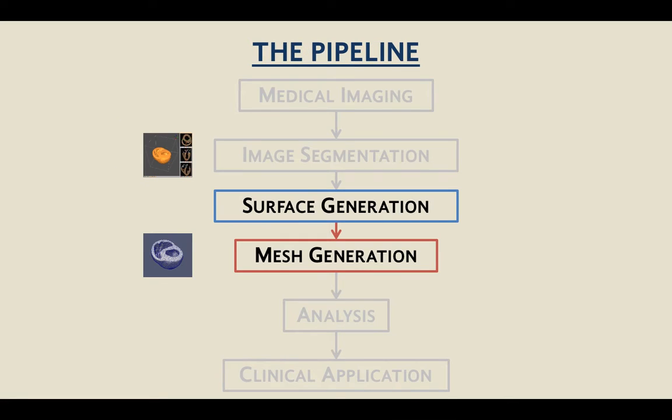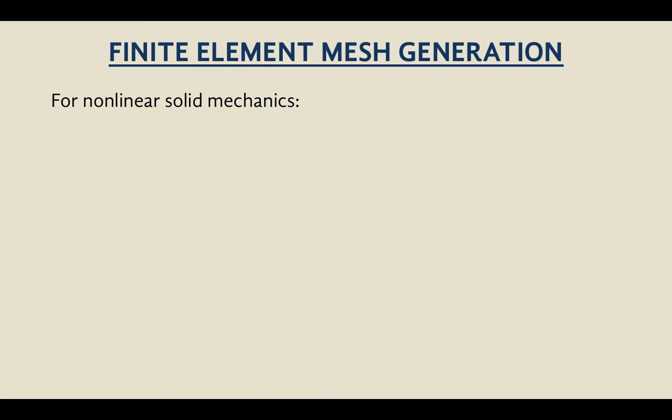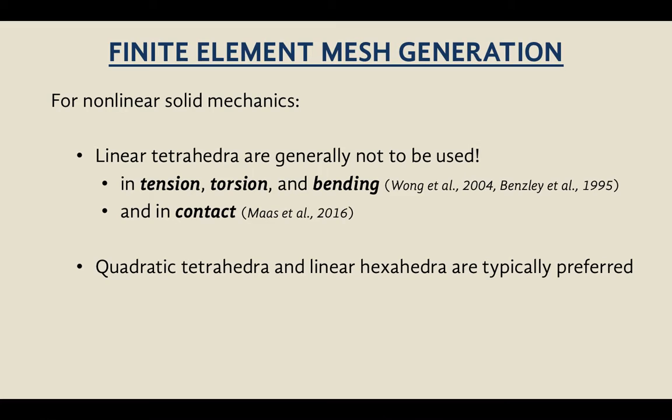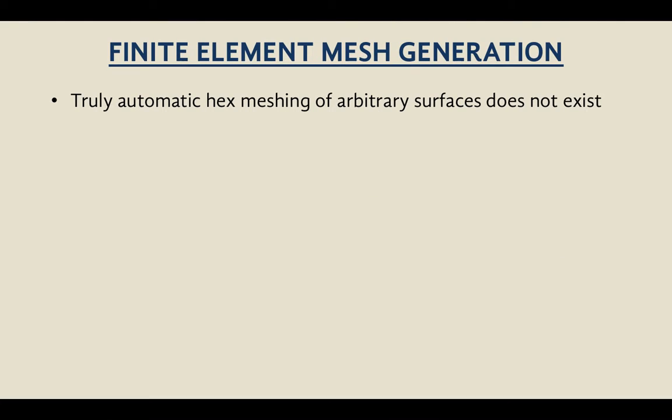So now we can finally move on to volume meshing. Just as a quick aside, for nonlinear solid mechanics, linear tetrahedra are generally not to be used. Not in tension, not in torsion, not in bending, not in contact. I'd be happy to share these or many other papers that describe and demonstrate why you should not be using linear tetrahedra. So in general, we want to use higher order tetrahedra or linear hexahedra in the context of conventional finite elements in nonlinear solid mechanics. The problem is that automatic hex meshing is still largely an open problem for general surfaces.